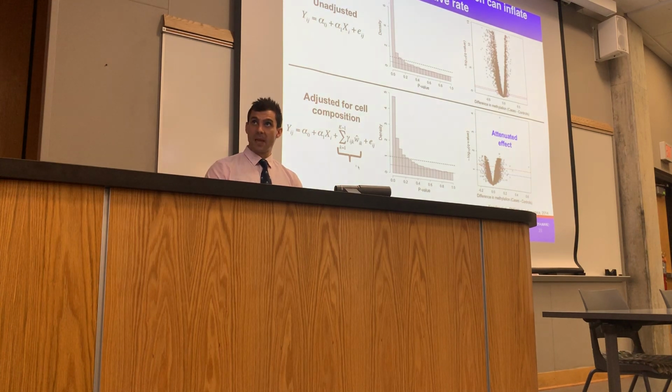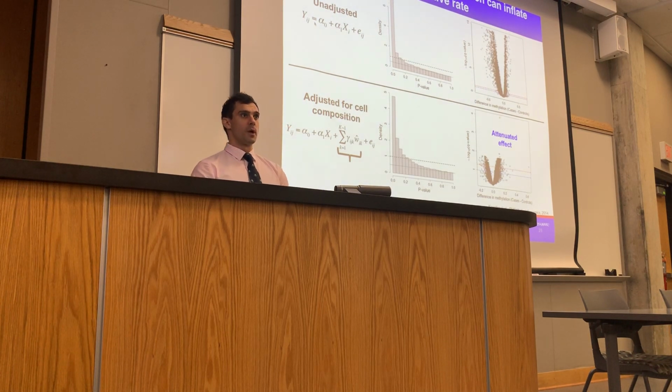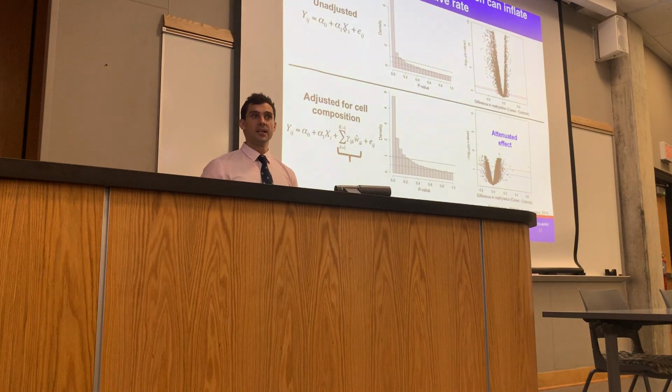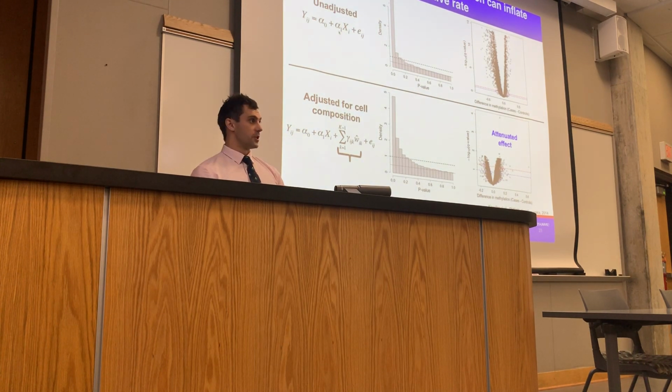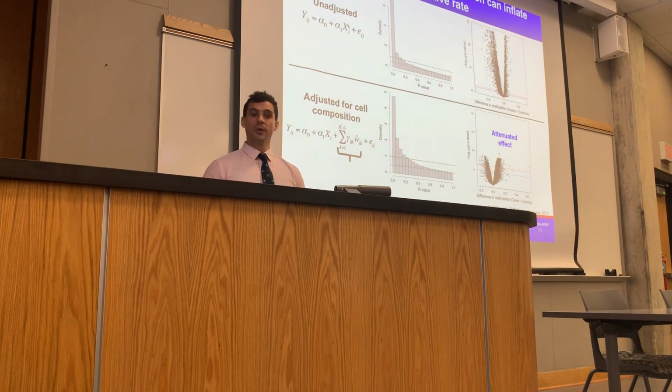In the top panel, the statistical model we're actually fitting to relate DNA methylation to case control status is given here. Y is a variable that represents the methylation status for a CpG in the genome. X is an indicator of whether or not a given sample was a case or control. And what I'm interested in actually statistically testing is whether or not this parameter alpha-1 is equal to 0 or not.